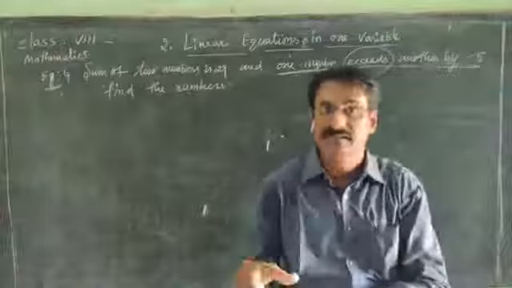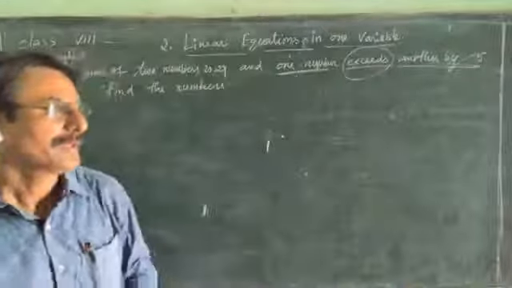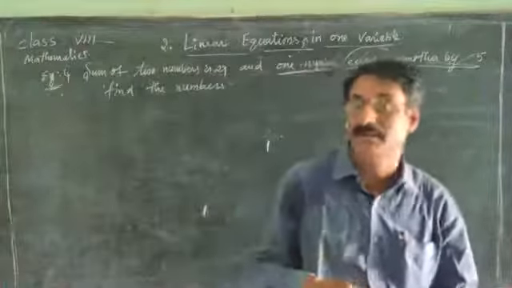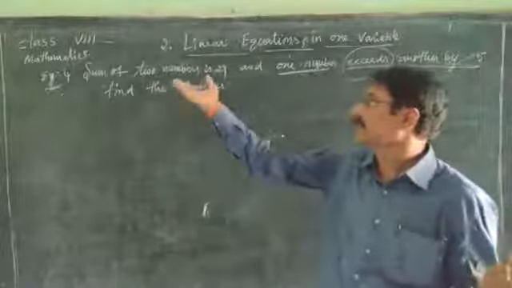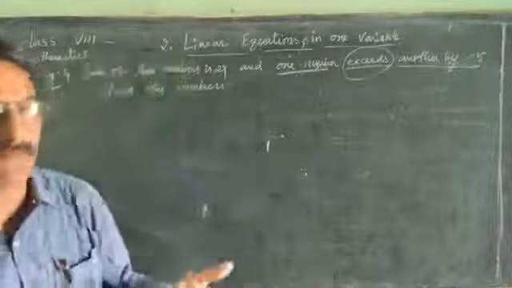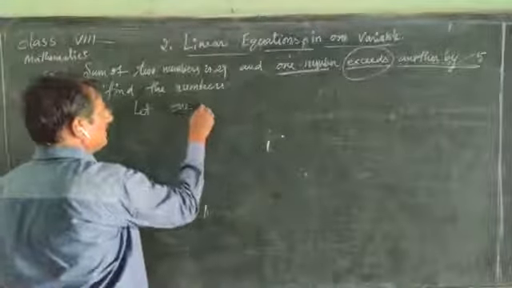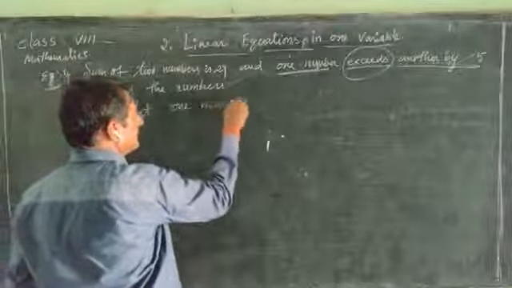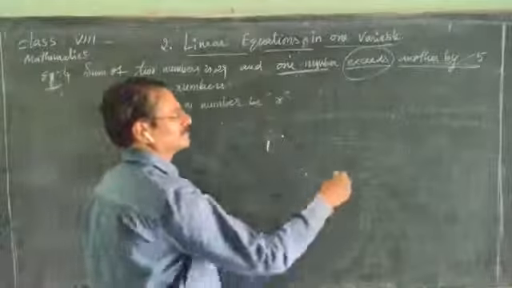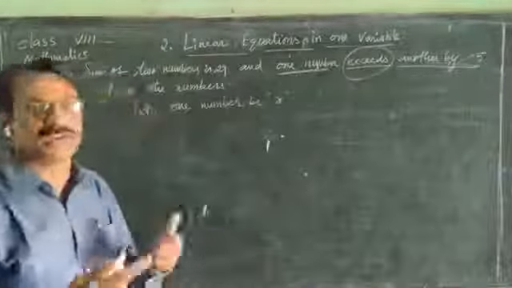That means one number is 5 more than the other number. If we know the one number, we can find the second number. Already given, sum of the two numbers equal to 29. So we don't know the one number. Let one number be x. If we know one number, we can find the other number.